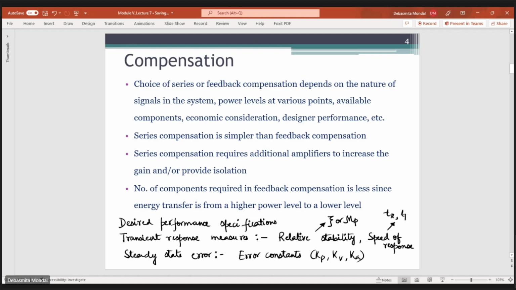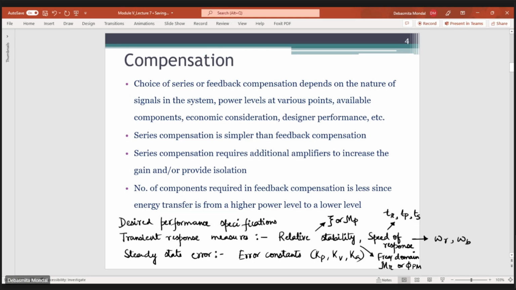Now these compensators can be of different types. They can be electrical, electronic, mechanical, hydraulic, pneumatic. All varieties of compensators are available depending on what type of system you have and what specifications you need to meet. But in most cases, we usually use either an electrical compensator or a corresponding electronic realization of the compensator. Now, as I have already told, you can either use the compensator in series, that is in cascade, or in the feedback.